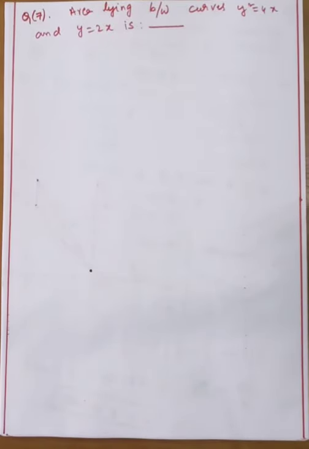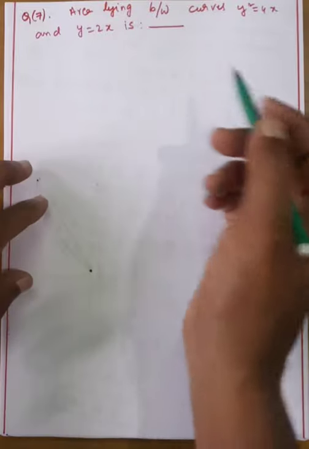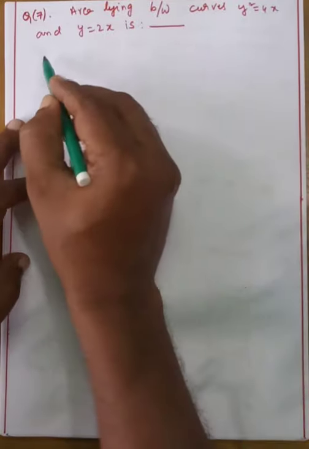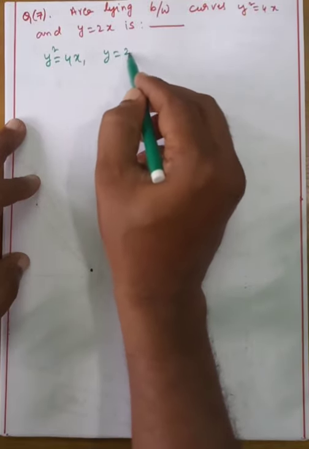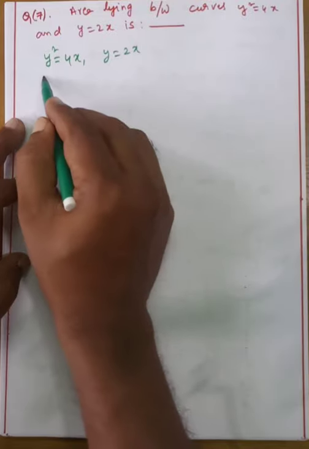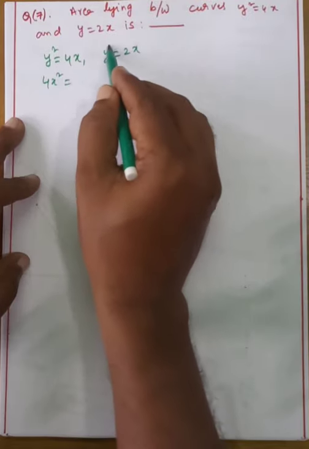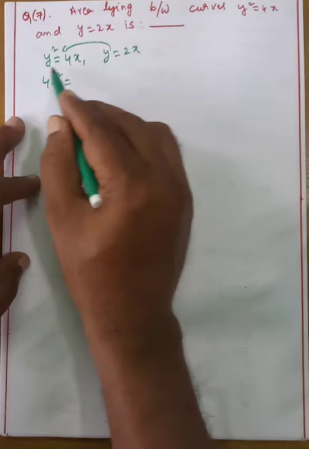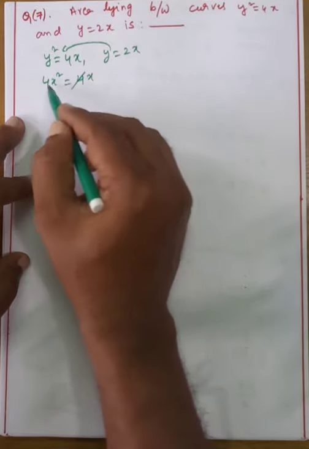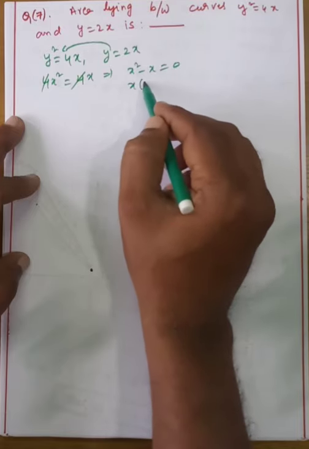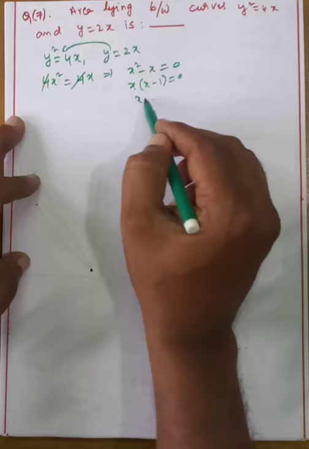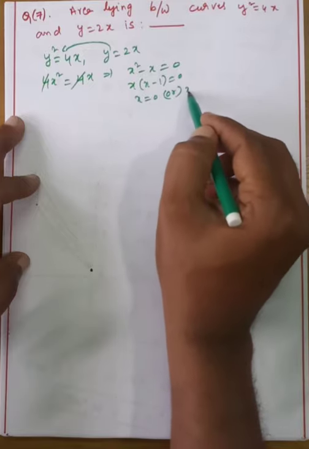Area lying between the curves y square equals 4x and y equals 2x is. Here also two curves are given. First we will find the point of intersection of the two curves, after that draw the diagram. Given curves y square equals 4x and y equals 2x. Substitute this y value: 4x square equals 4x, 4 cancels, that implies x square minus x equals 0. Taking x common, x into (x minus 1) equals 0. Now x equals 0 or x equals 1.